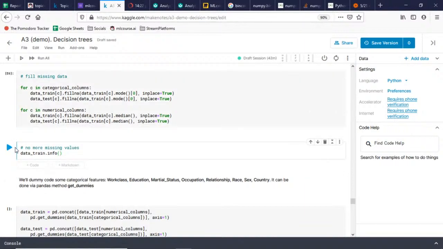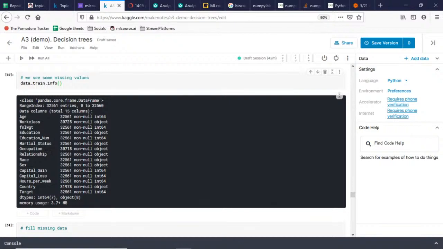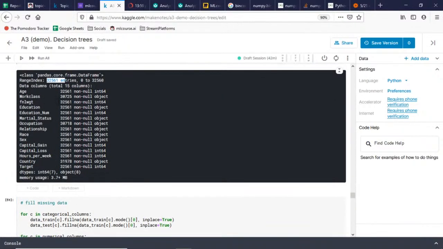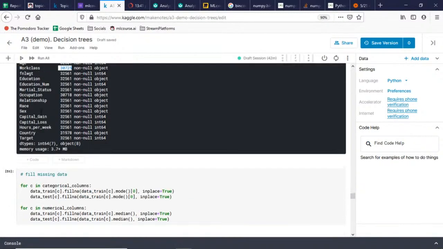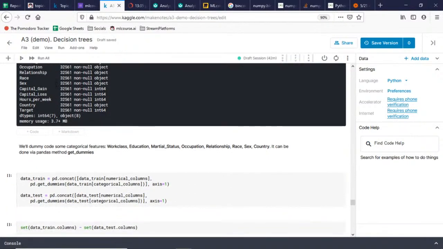Okay. So well, I see. We have in total 32,561 entries, and as we can see, for example in work class some entries are missing. Yeah, I see it right now. Now every entry has the maximum value.